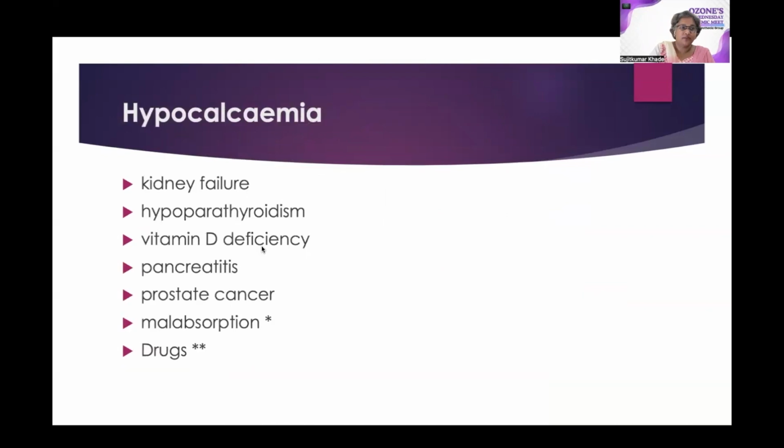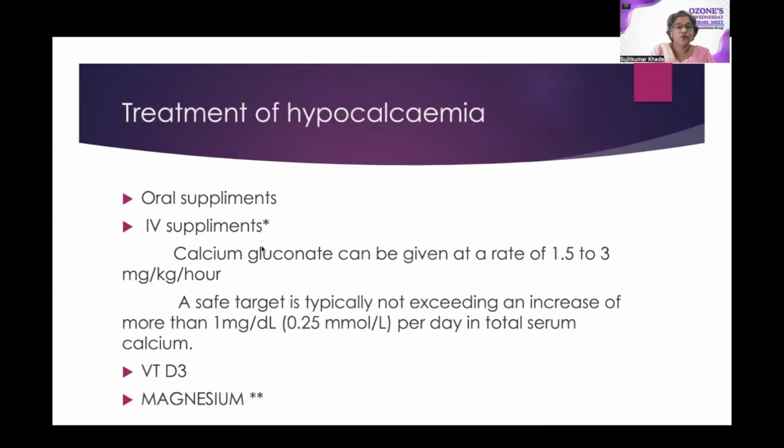Treatment of hypocalcemia: calcium gluconate can be given at the rate of 1.5 to 3 milligrams per kg per hour. The safe target is typically not to exceed an increase of more than 1 milligram per deciliter per day in total calcium.